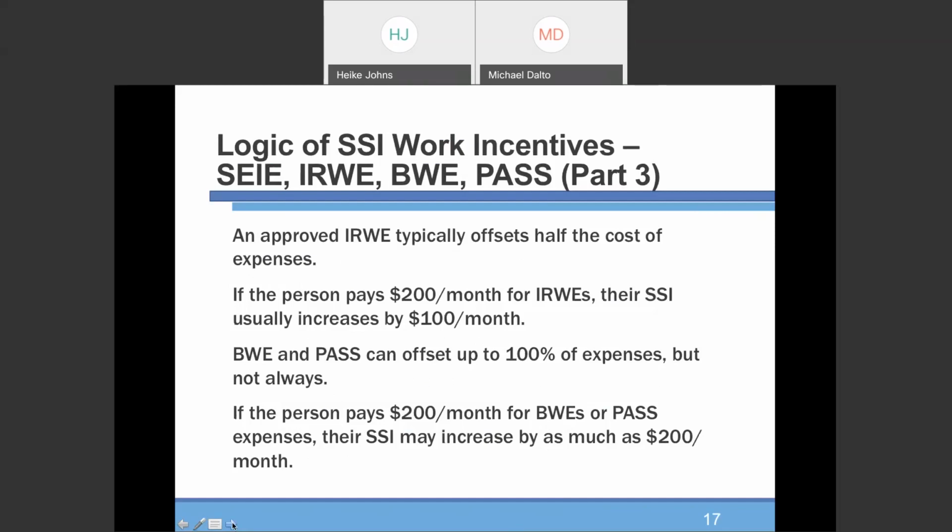But blind work expenses, BWEs, and PASS expenses, a plan to achieve self-support, can offset up to 100% of the expenses. Doesn't always work out that way, but it can be up to 100%. So if a person is paying $200 a month for BWEs or PASS expenses, their SSI can increase by up to $200 a month, offsetting the expense dollar for dollar.